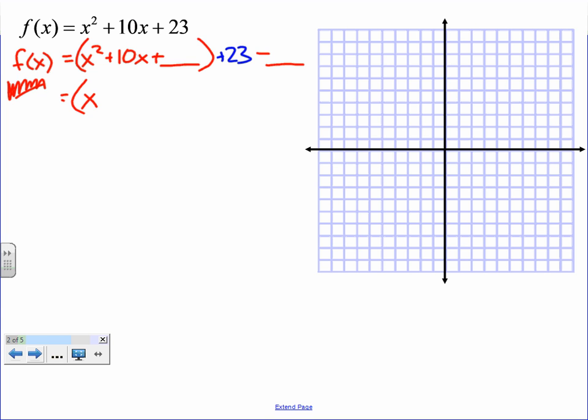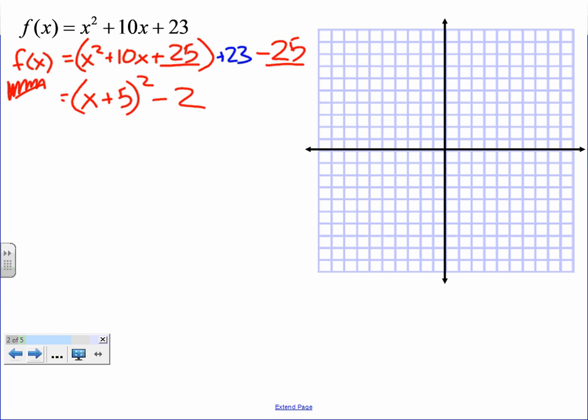Well, you take half of the 10 and make it a 5, square it. So 5 squared is 25. So if I add 25 to the right-hand side of the equation, and then I follow it up with a subtraction of 25, those two numbers cancel out, and we're back balanced again. So we have positive 23 minus 25 is -2. And notice in simply 2 steps, we've now successfully completed a square.